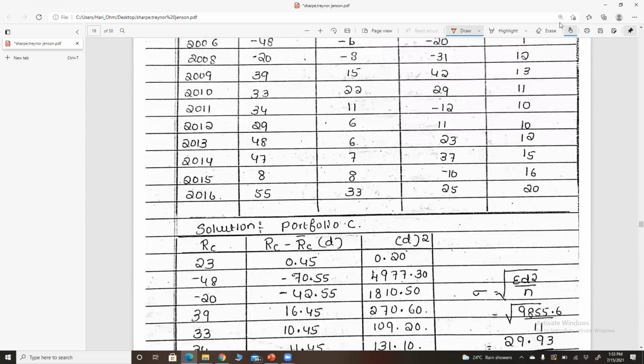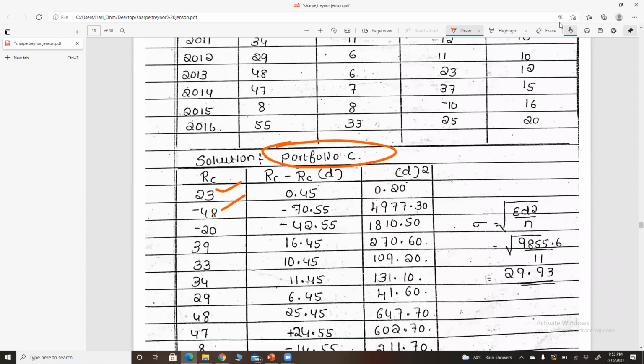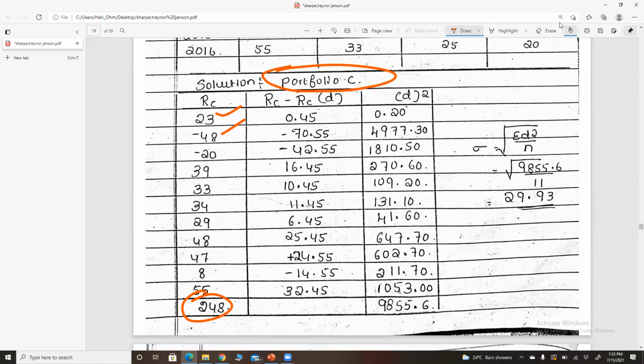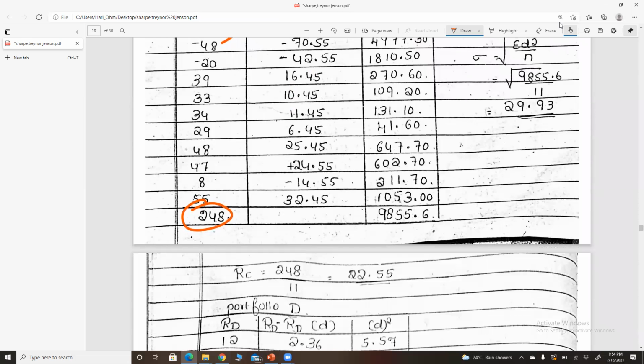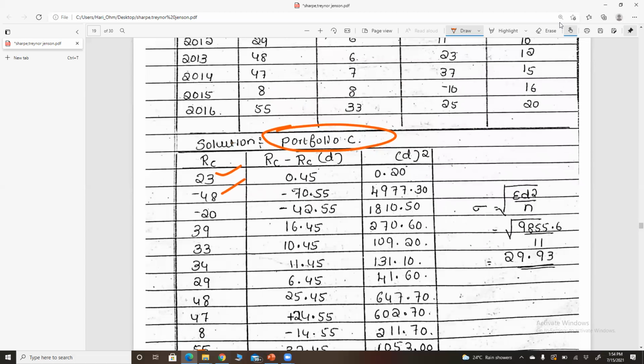Now calculate for portfolio C. First take the portfolio C column: 23, minus 48, minus 20, 39, 33, 34, 29, 48, 47, 8 and 55. Total is 248. That is R bar C, which is nothing but 248 divided by 11, that is 22.55.